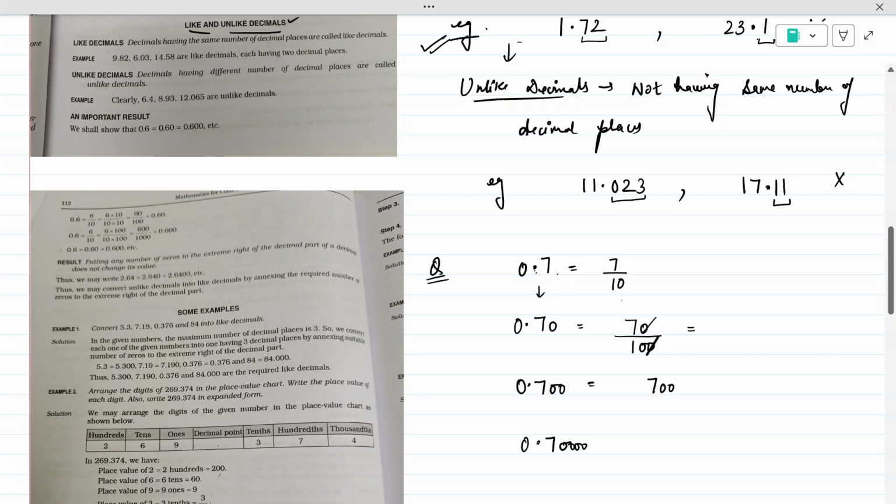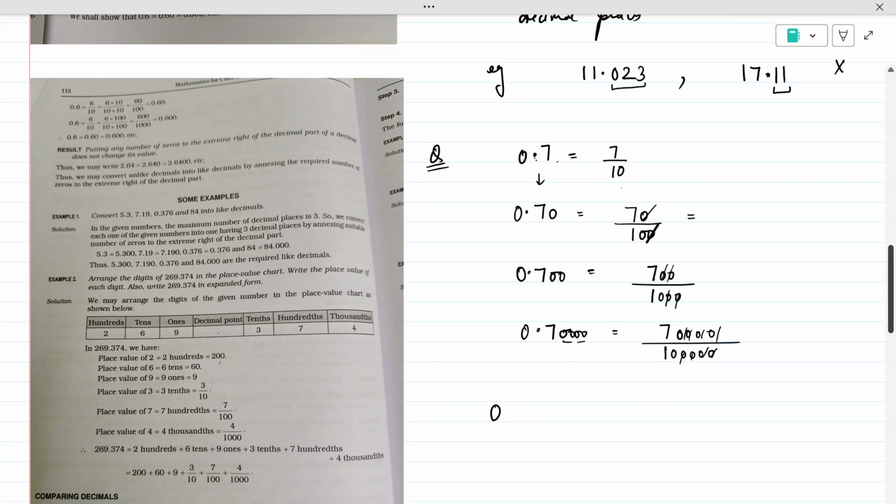0.700 can be written as 700 divided by 1000, with 3 zeros because we have 3 decimal places. And also here we can write 0.70000, which is 70000 divided by 100000, with 5 zeros in the denominator. Right? If you try to solve it, everywhere you are going to get 7 by 10 only. So that means we can add any number of zeros after the last digit in a decimal number.